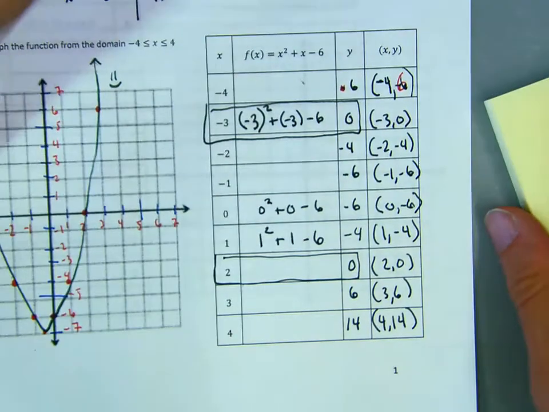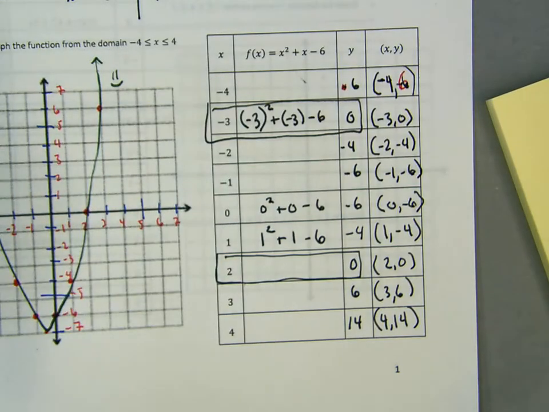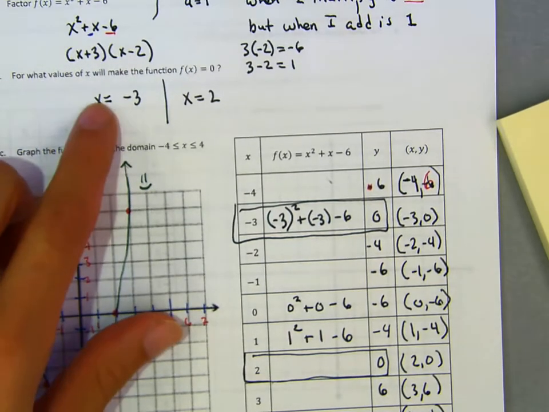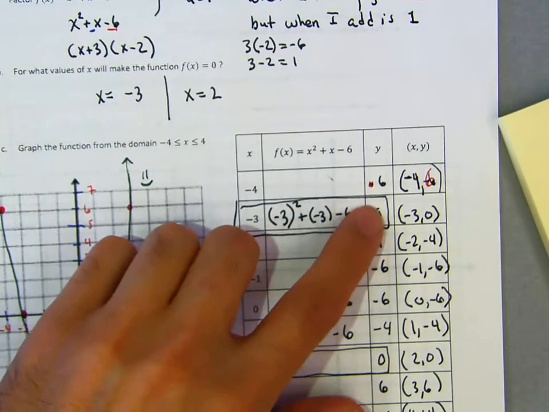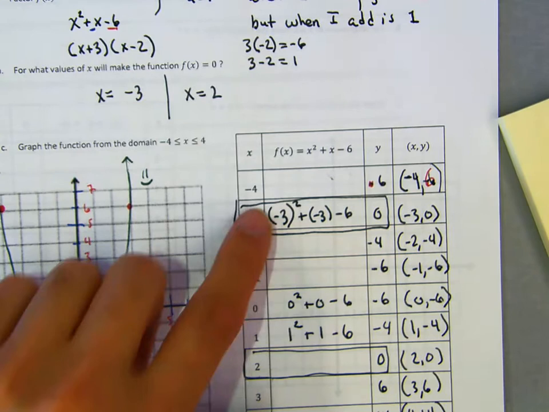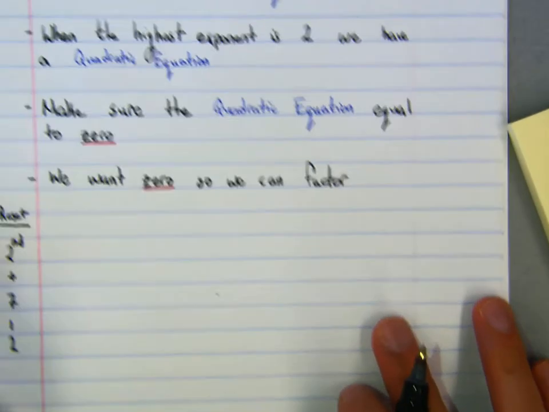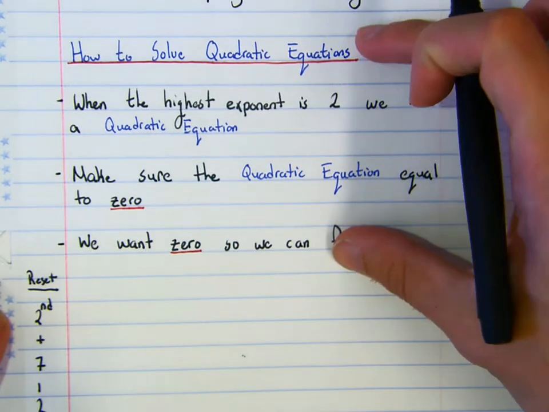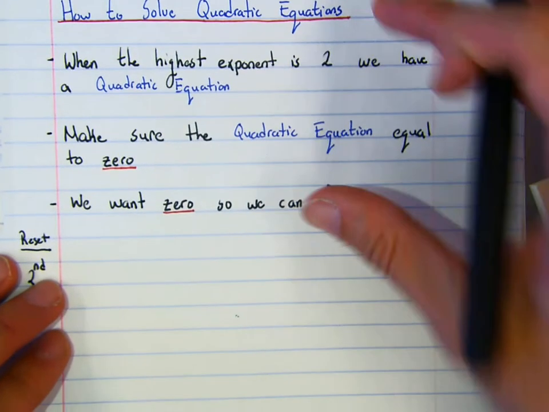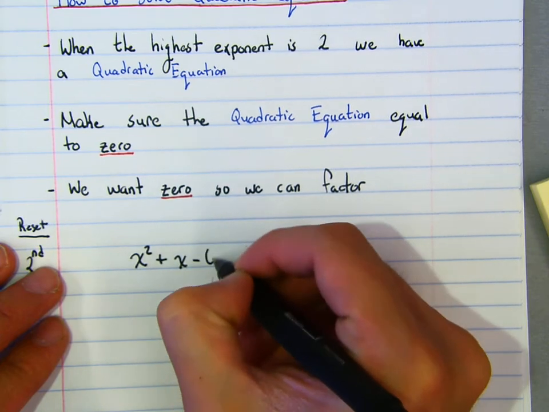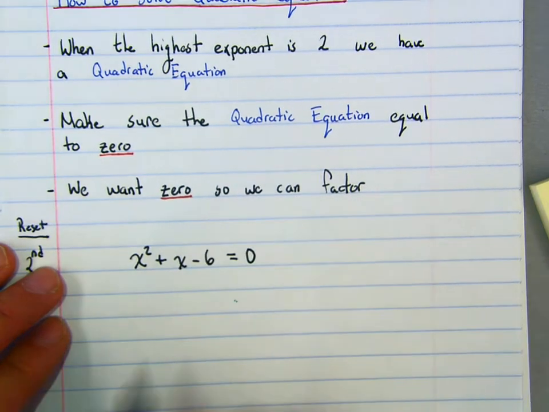But now the question is, how do you figure out how to do this with no calculator? Because right now, how did we find what those x values were? We used the calculator and we plugged in numbers. The question should be, how do you do this with no calculator? And here, this is the idea of solving a quadratic equation. What we're going to do is take this function of x squared plus x minus 6 and make it equal to 0.